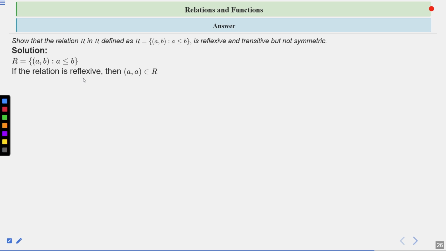If the relation is reflexive, then (a, a) belongs to R. And we know indeed a is less than or equal to a, which is true. So it is reflexive.